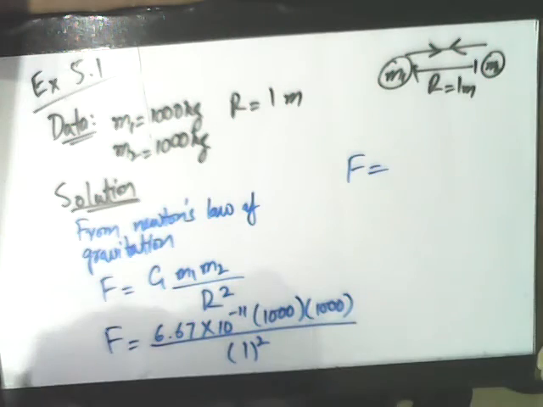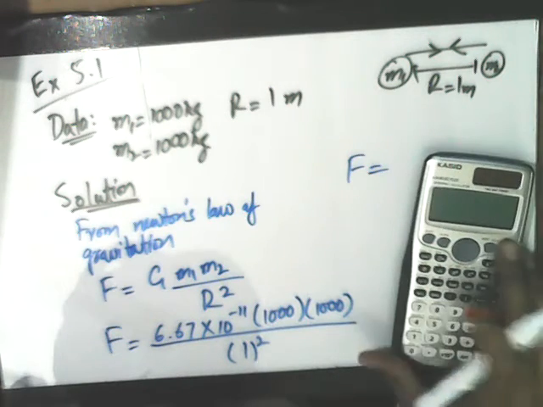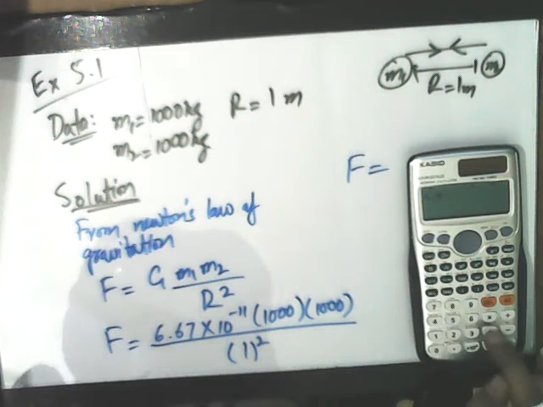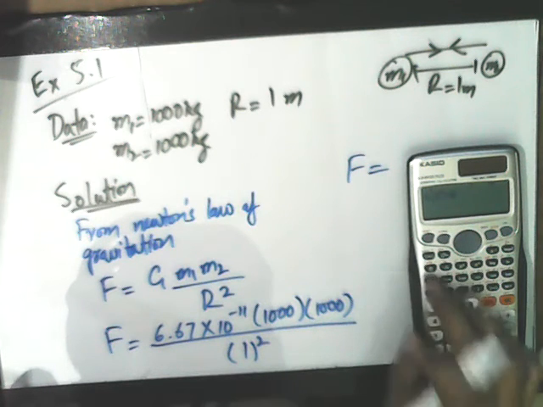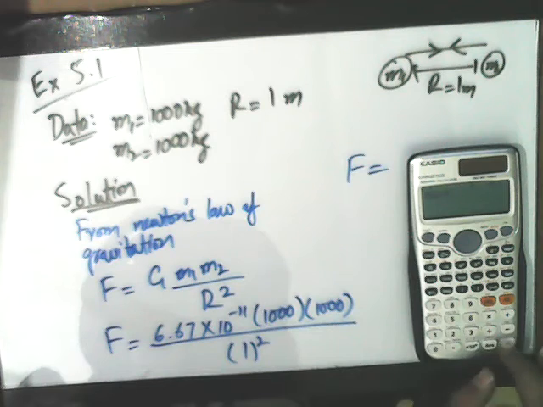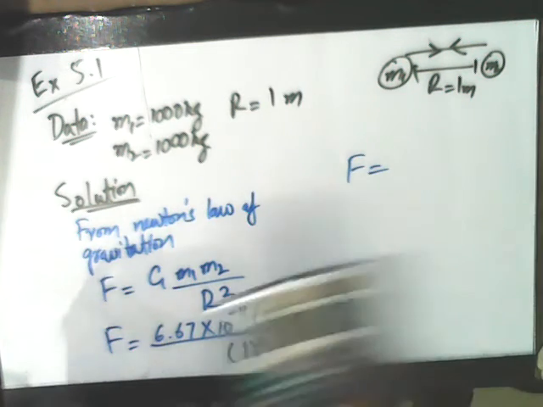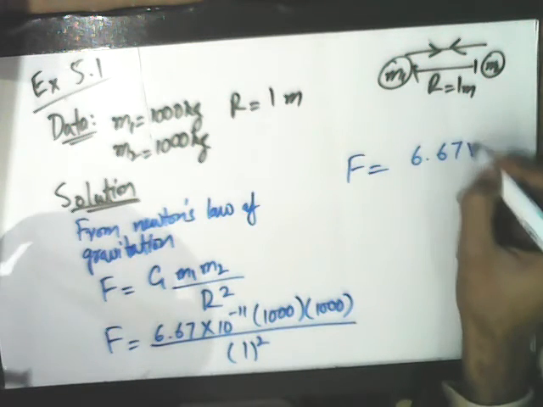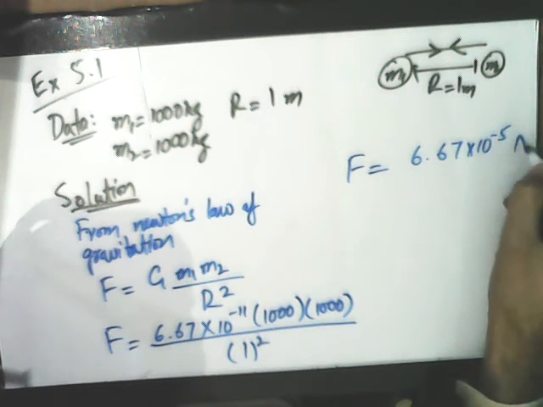Let's get the calculator on. Let's calculate. That's going to be 6.67 exponent minus 11, multiplied by 1000, multiplied by 1000, and divided by 1 squared. So it turns out to be 6.67 into 10 to the power minus 5 newtons.